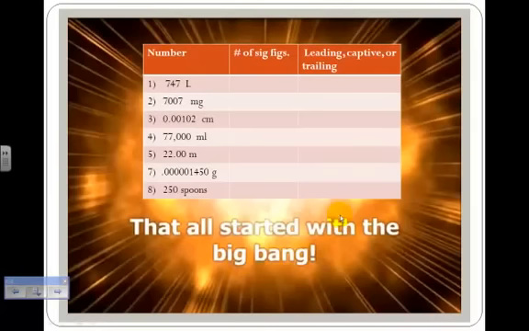Hello, I'd like you to now practice with significant figures. 1 through 8, I would like you to tell me how many significant figures the number has. And I'd also like you to tell me if the 0 is a leading 0, a captive 0, or a trailing 0. And if there are no zeros, just put no zeros.